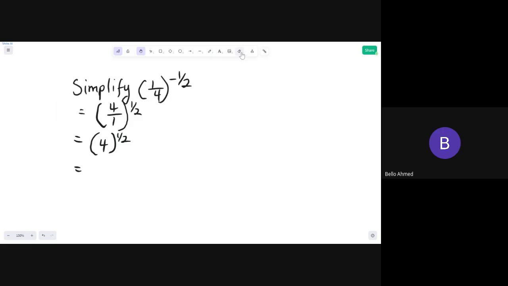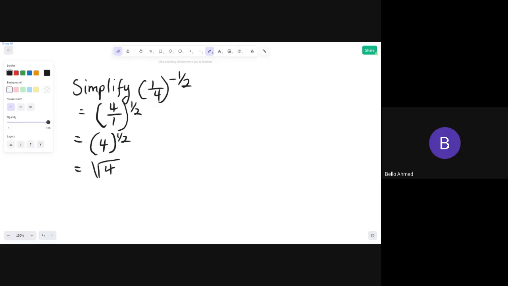So here I'm going to write something like this. I'm going to write square root. I hope we all know why I'm writing square root: because the power is a fractional power, and when I check the denominator of the fractional power, it is 2. If it is 3, you're going to write cube root. If it is 4, you're going to write fourth root, and so on and so forth. Then what I have here is going to be 4.